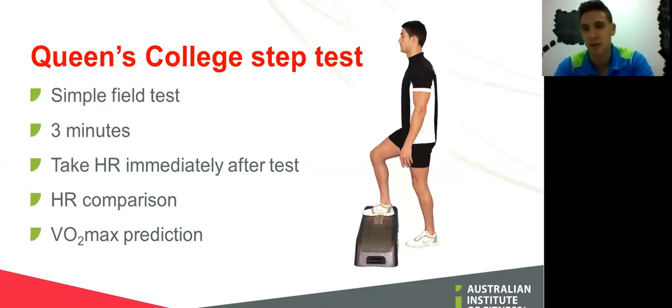As long as it's suitable, all right? I won't be doing it with advanced guys because they're powerful and quick and they can handle a more intense test. So once you've finished the 3 minutes, you take their heart rate and then you compare it to the normative values. Now, a little tip that I would give for this one, so your client's going to be stepping up and down that step for 3 minutes.